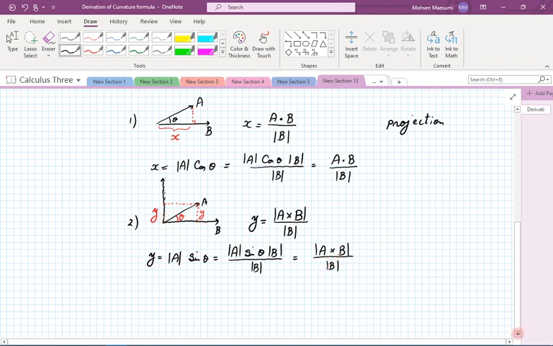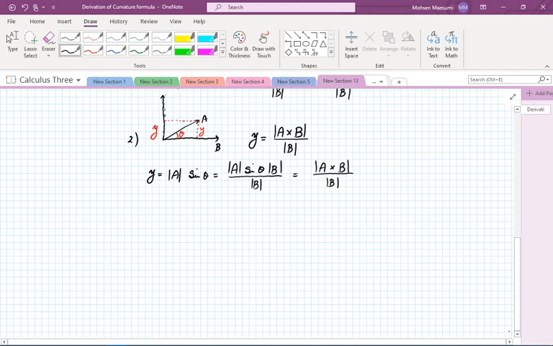Next, we are going to go after some calculus problems. Calculus problem: suppose I have a vector A, I find the length of it, and then I want to take the derivative of the length.